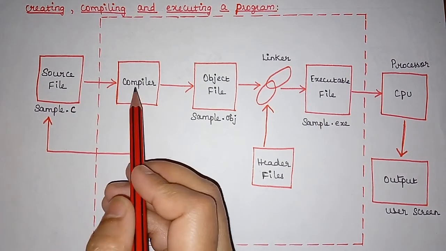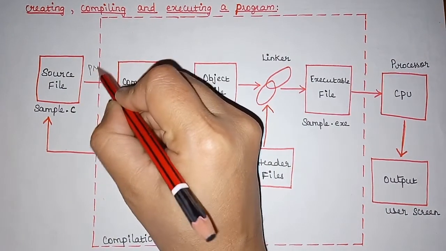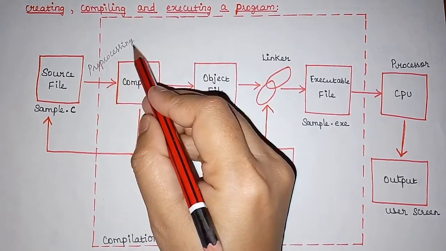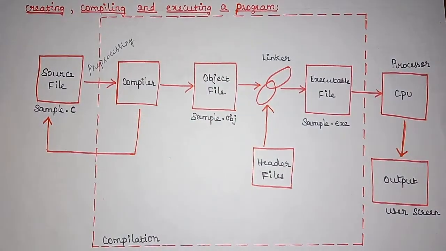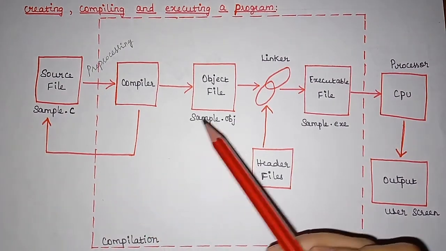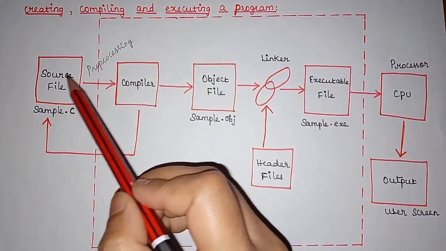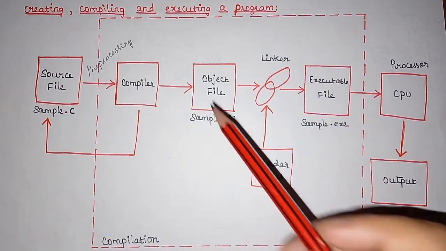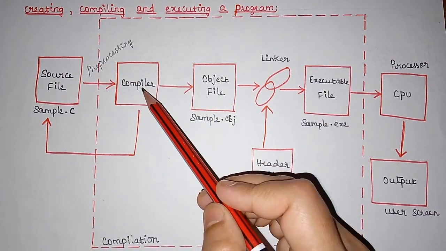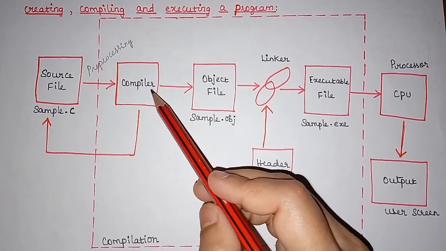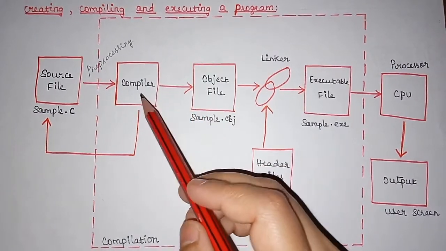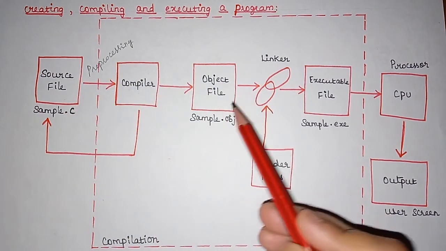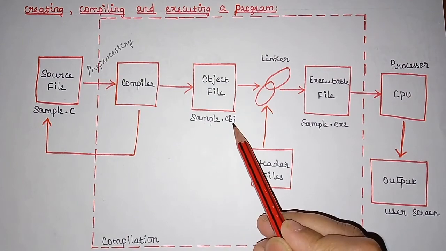Before sending it into a compiler, there is one more phase called pre-processing. In that pre-processing stage, all the header files related to this source file will be added along with the source file, and then it is given to the compiler. The job of the compiler is to convert the source code into target code, that is, machine code. Here the compiler converted the source file into an object file, so we obtained a sample object file.